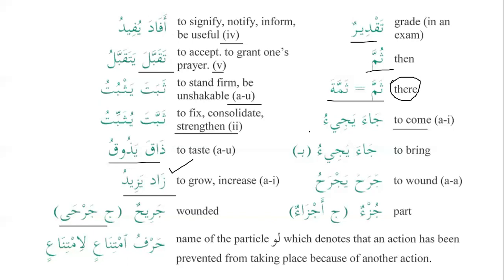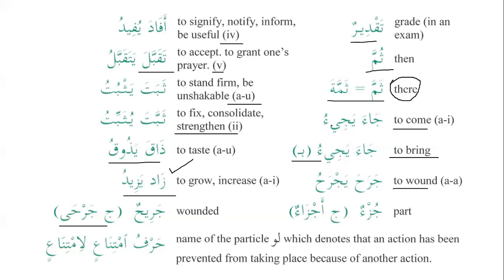Thanks for coming. So we need to remember that. Ja'a yaji'u maji'un, to come. And when it comes with the preposition bi, then it means to bring. Ja'a yaji'u and with the preposition bi, the meaning will change. It means to bring. Jaraha yajrahu, to wound.